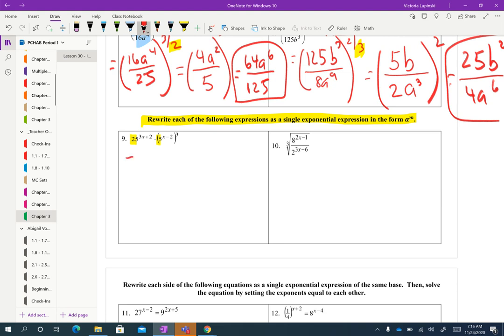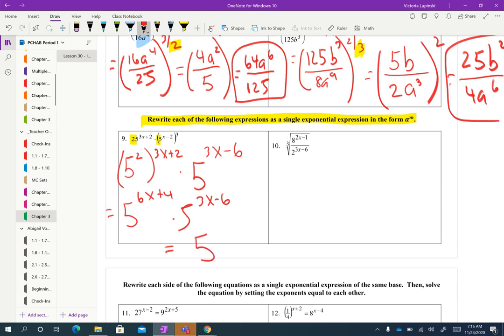So you're going to write that 25 as 5 squared to the 3x plus 2, and then distribute that 3 to the 3x minus 6. This would become 5 to the 6x plus 4, and 5 to the 3x minus 6. And then you would go ahead and add those exponents to get 9x minus 2. And again, it should get faster and easier the more you do.